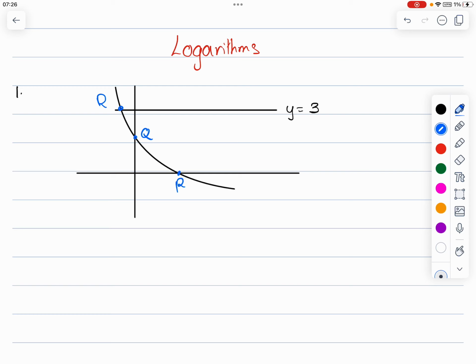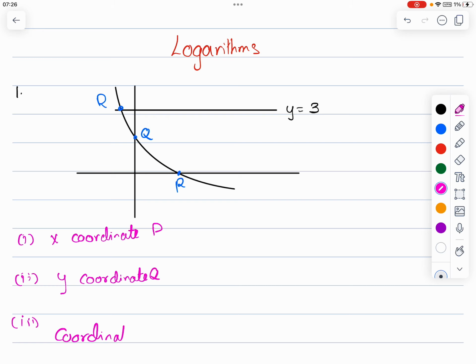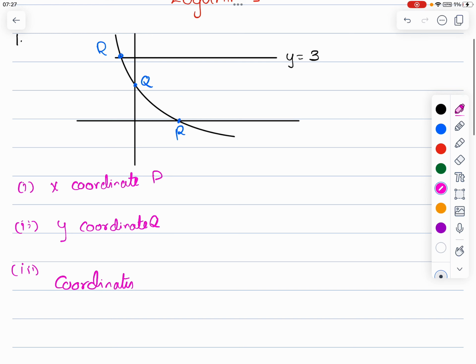Now what is he asking? The first part of the question is: what is the x coordinate of P? The second part is the y coordinate of Q, and the third part is the coordinates of R. These are the three questions for this one.